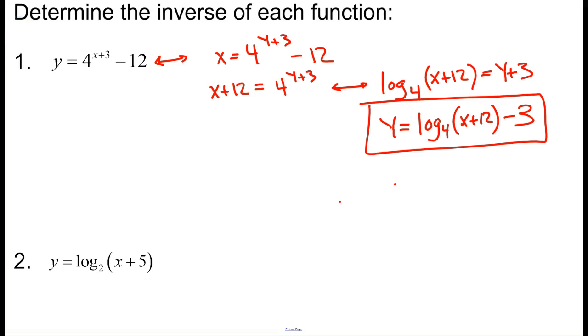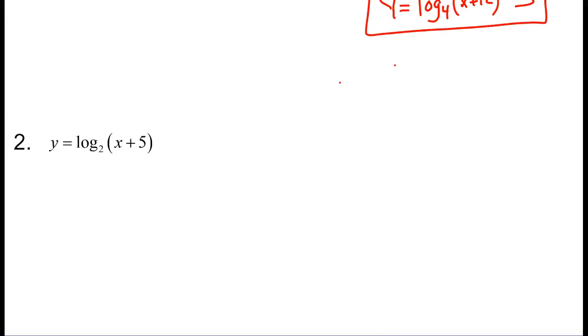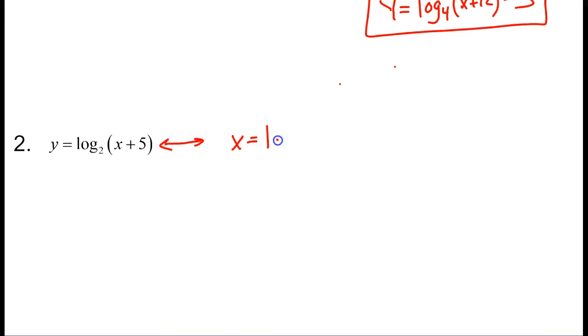All right, next example I'll do here is one that involves the inverse of a logarithmic function. And this one I think is significantly easier than the previous one. Remember, our first step for finding inverses is to switch the x and the y. So I'm going to have x equals log base 2 of y plus 5. And now that I've done that, I need to figure out what my strategy should be.